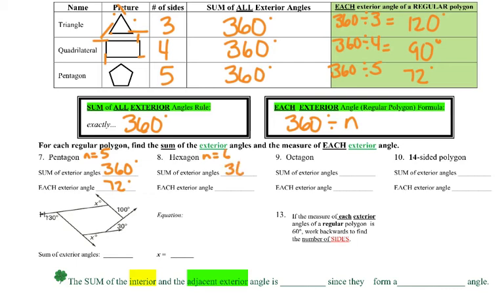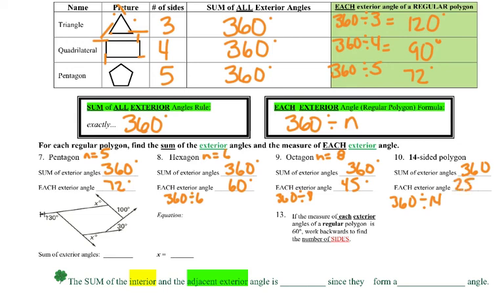Hexagon has n equals 6. Sum of the exterior is 360. 360 divided by 6 is how I'm getting 60. Octagon, n is, you're right, 8. But the sum of the exterior is still 360, and 360 divided by 8, 45. If it's a 14-sided shape, I'm going to get a decimal when I do 360 divided by 14, and again, I'm just going to round it, 25.71.